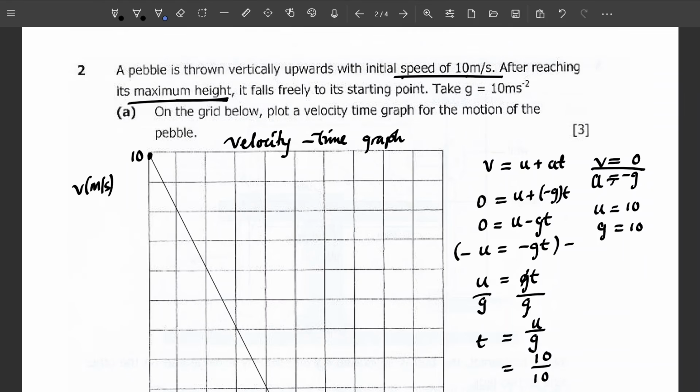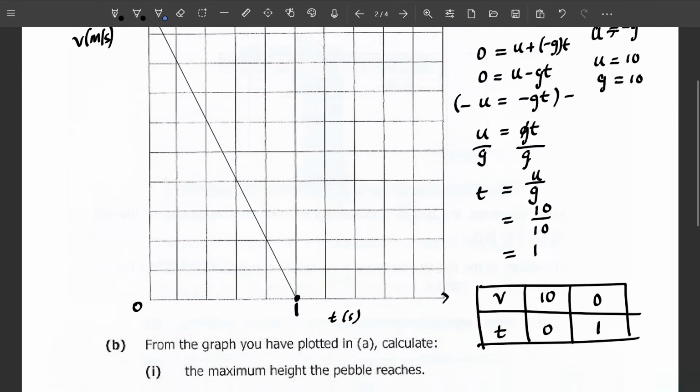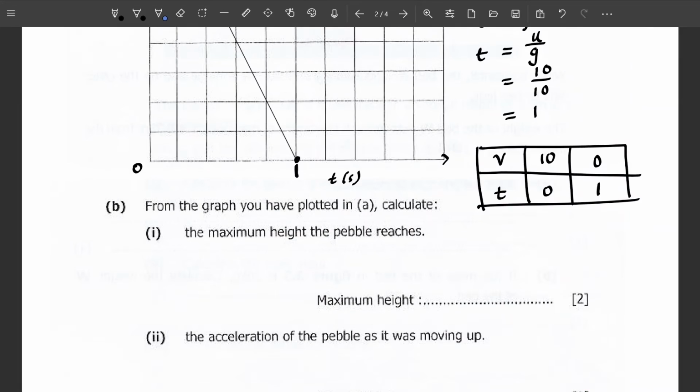So when you say on the grid below, plot a velocity time graph for the motion of the pebble, 3 marks. This one deserved about maybe 4 or 5 marks, because I don't think it was as straightforward. I think many pupils got this one wrong because the question was quite twisted. Then part B, from the graph you have plotted in A, calculate the maximum height the pebble reaches.